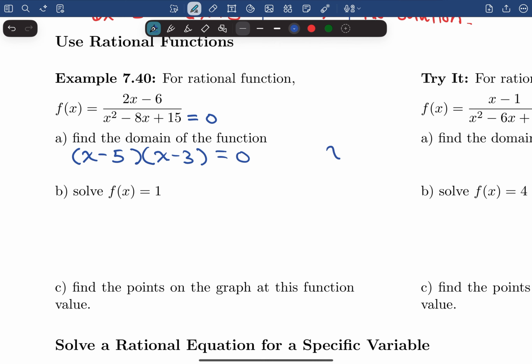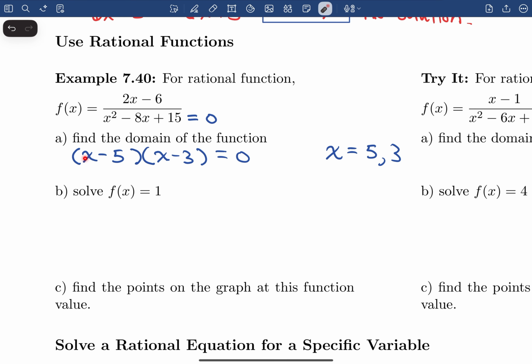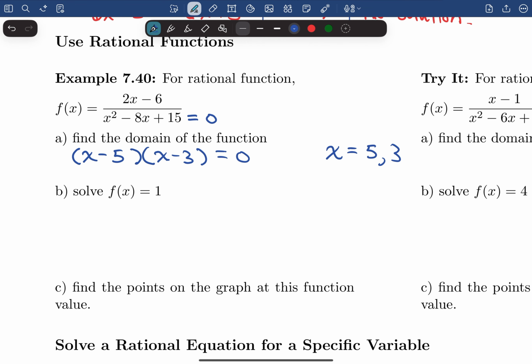And then I find that the solution to this is x equals 5 and x equals 3, right? This x is 5 because 5 minus 5 is 0. And this x is 3 because 3 minus 3 is 0. These are the solutions. Okay, and those solutions are what cause the denominator to equal 0, right?